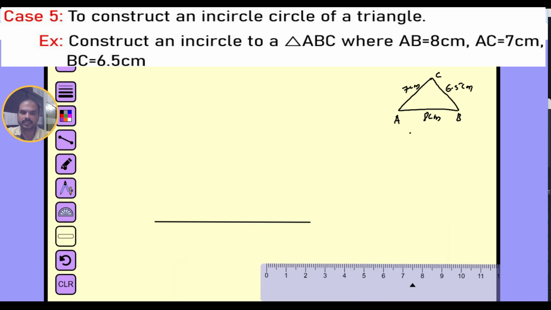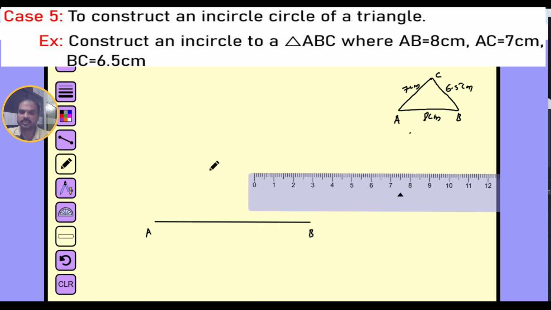This I call as A and B. Later AC I'm supposed to construct 7 centimeter. A rough diagram is to be drawn that will guide you throughout the construction on what to construct next. Okay, so 7 centimeter. This is 7 centimeter, which is the side AC.